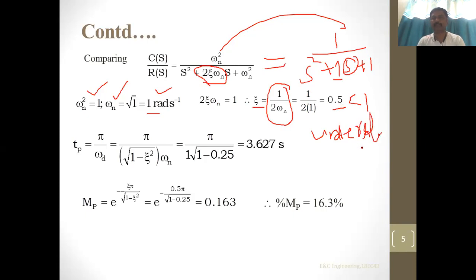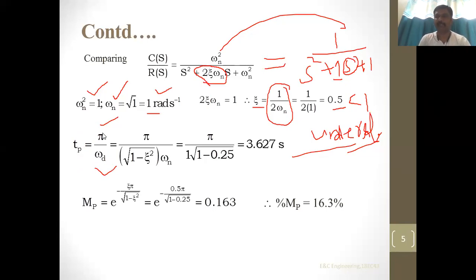This is an underdamped case. Is it okay? Next, what we need to determine? We need to determine the value of Tp. What is Tp? Peak time. Peak time is given by this relation, pi divided by omega d. You need to recall that relation which we discussed in session 3 derivations. Is it okay? For a second order system, pi divided by omega d.